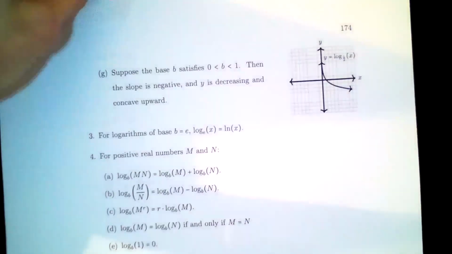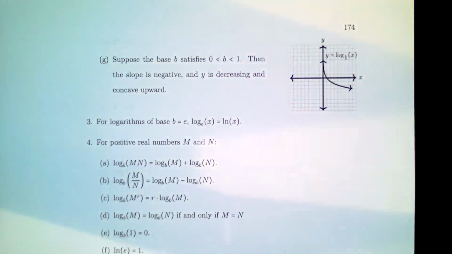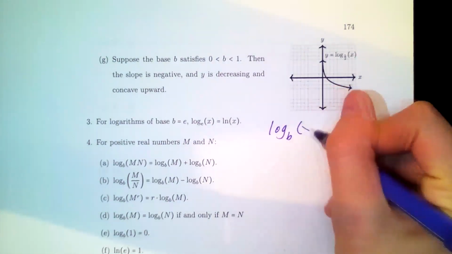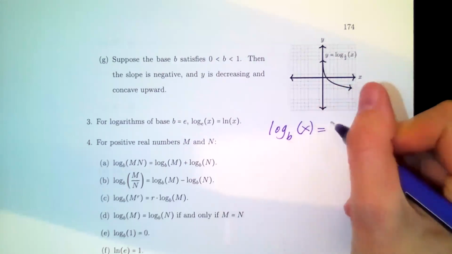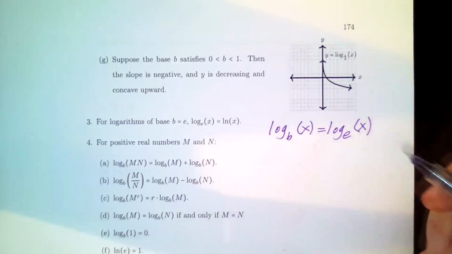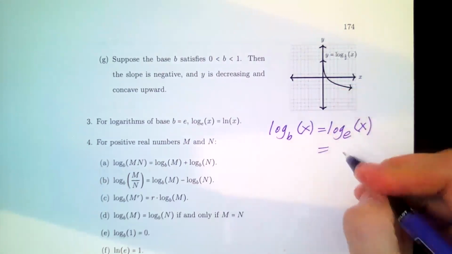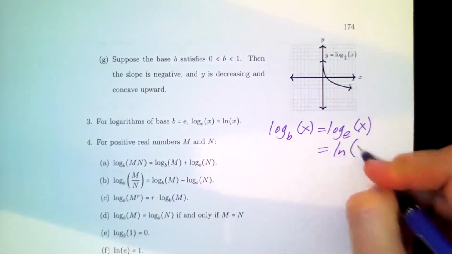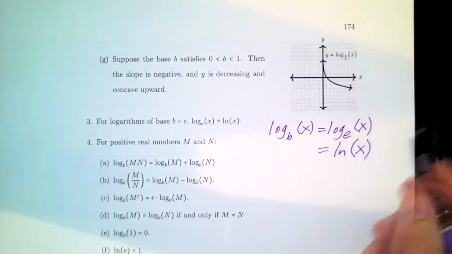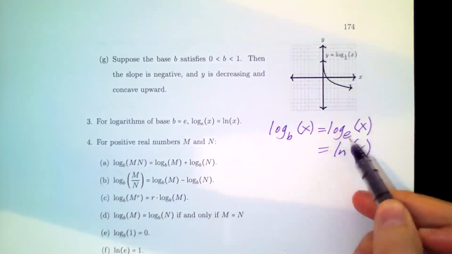There is one particular logarithm that is particularly interesting to us. If you have log base b, and that base b is the number e, then log base e is a special log that they call the natural log. The natural log is written as ln of x.